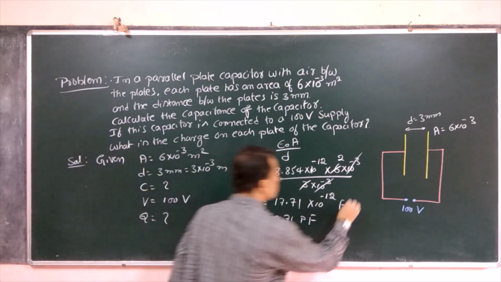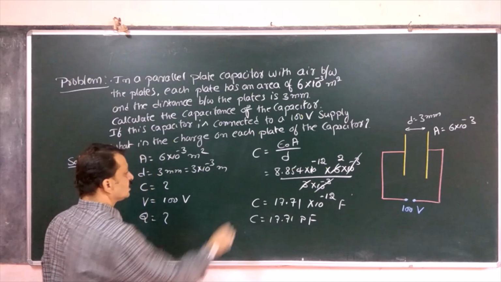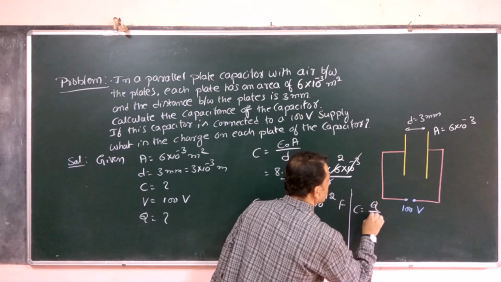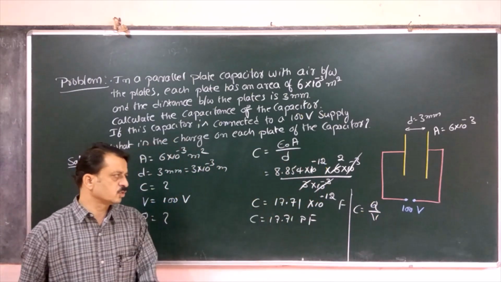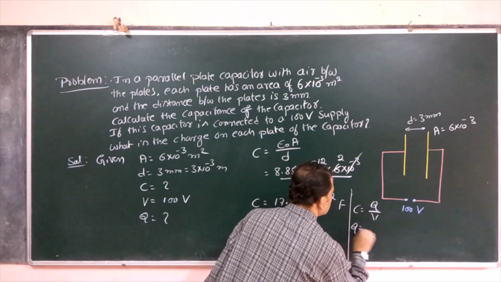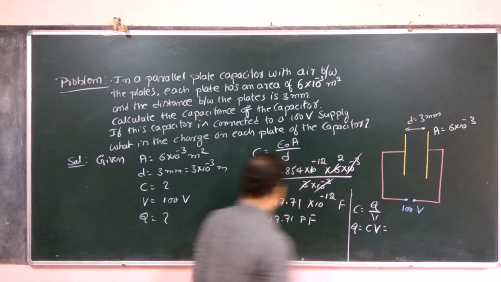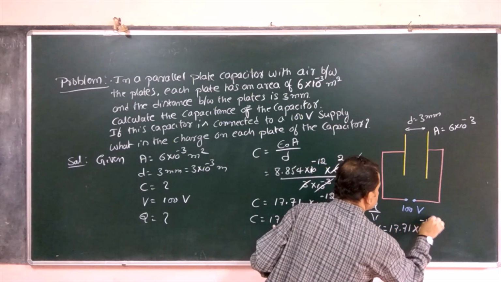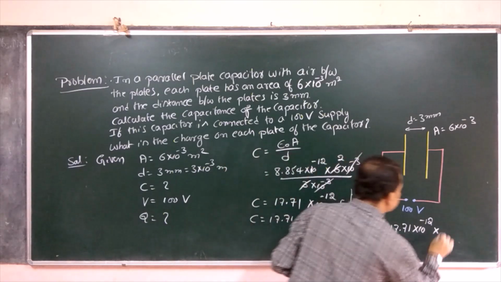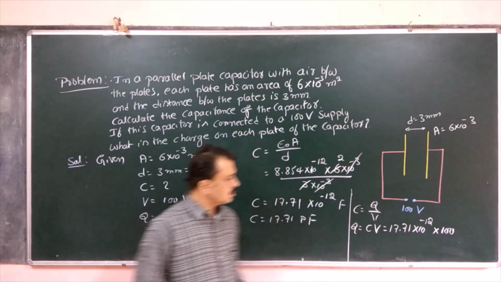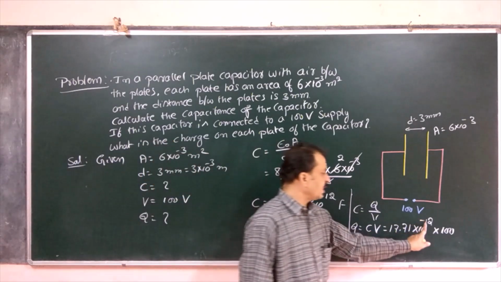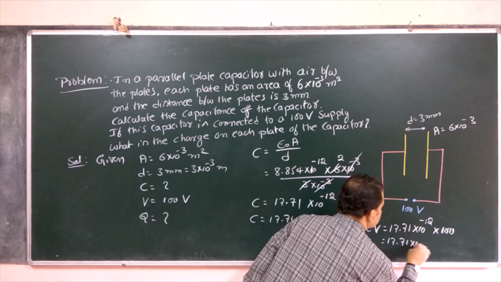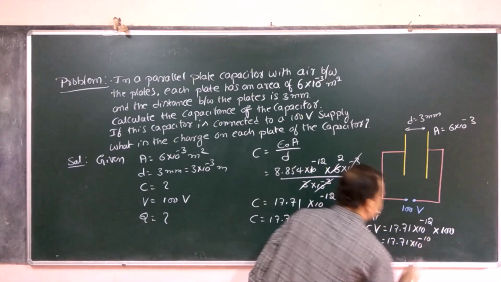How to find the charge? So simple formula, capacitance. Now capacitance is equal to Q by V. Therefore charge is equal to C into V. C is known here, that is 17.71 into 10 raised to minus 12 into V is 100. If we write 100 as 10 to the power of plus 2, then minus 12 plus 2 becomes minus 10. It becomes 17.71 into 10 to the power of minus 10.